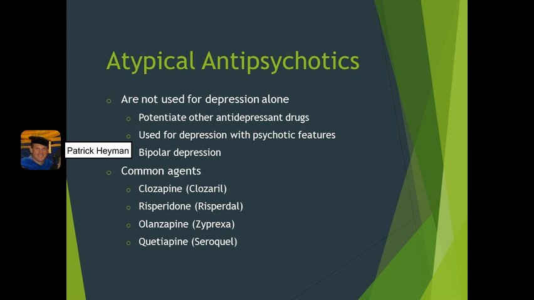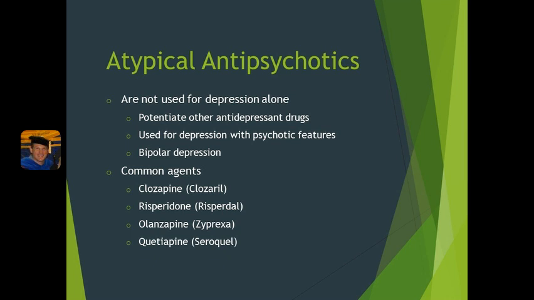Okay, and then finally we need to talk about atypical antipsychotics. These are not used for depression alone. They're used, one, to potentiate antidepressant drugs, such as the SSRIs or SNRIs. They're also used for depression with psychotic features.